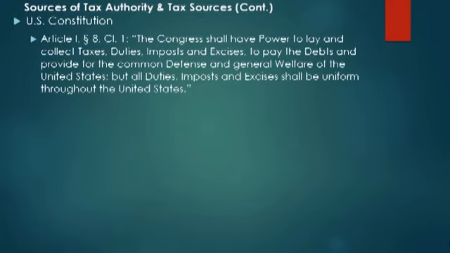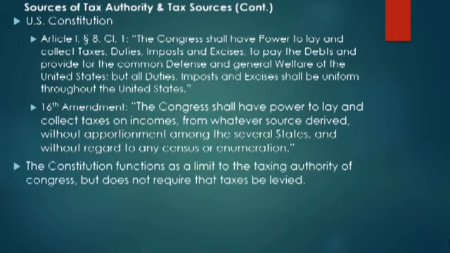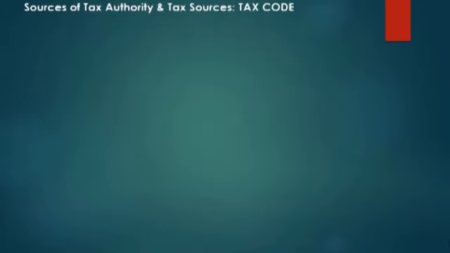So, with the U.S. Constitution, it grants Congress the power to lay and collect taxes, duties, imposts, and excises to pay the debts and provide for the common defense and general welfare of the United States. But all duties, imposts, and excises shall be uniform throughout the United States. The 16th Amendment granted Congress the power to lay and collect taxes on incomes from whatever source derived without apportionment among the several states, which was previously required, and without regard to any census or enumeration.